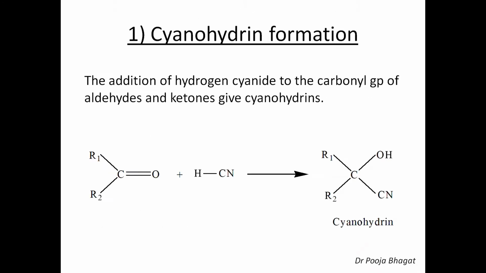Okay, so now I'm moving to different examples of nucleophilic addition reactions. The first example is cyanohydrin formation. The addition of hydrogen cyanide to the carbonyl group of aldehydes and ketones gives cyanohydrin. You can easily write down the product. Here CN negative is there. So on carbon CN and single bond O with H. So OH and CN. You see OH and CN. This compound is called cyanohydrin.